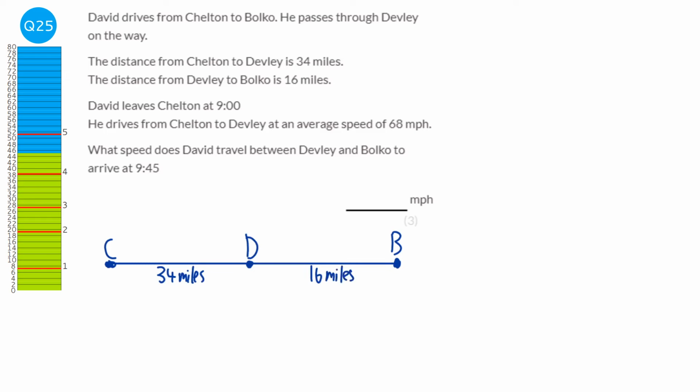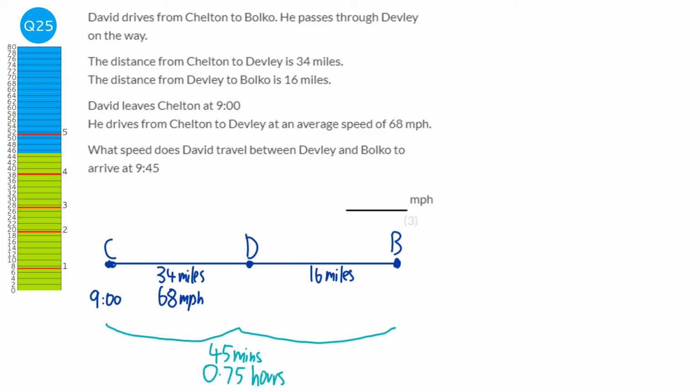So I'm just reading through the question, adding it to my diagram. David leaves Chelton at 9 o'clock. He drives from Chelton to Devley at an average speed of 68 miles per hour. And what speed does David travel between Devley and Bolko to arrive at 9:45? So the whole duration of this needs to be 45 minutes, or 0.75 hours. And the entire distance is 34 plus 16, so that would be 50 miles.